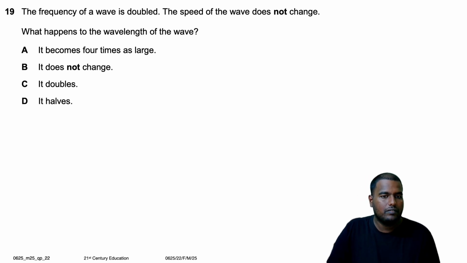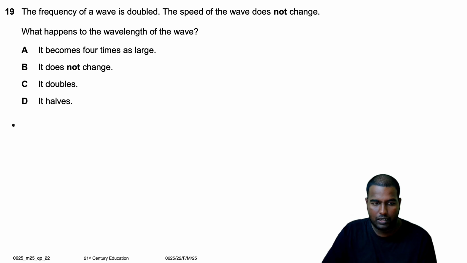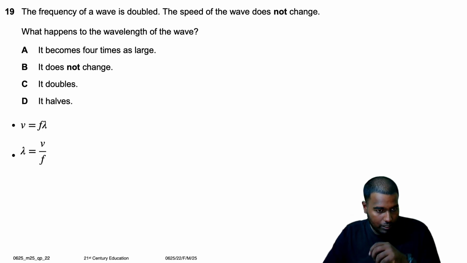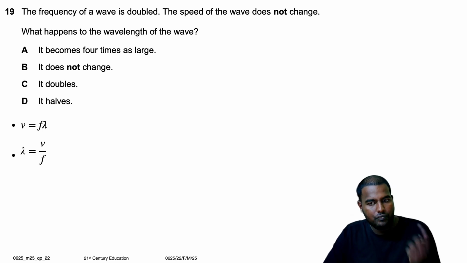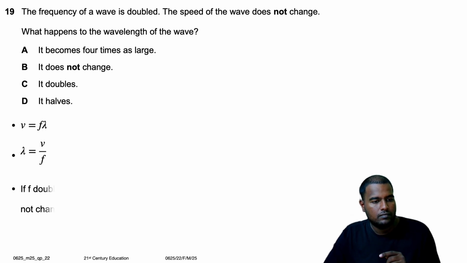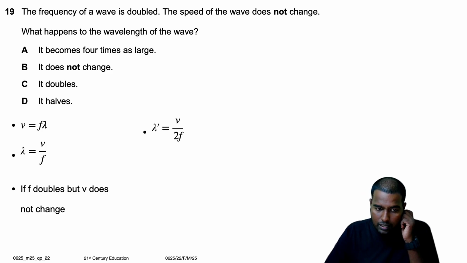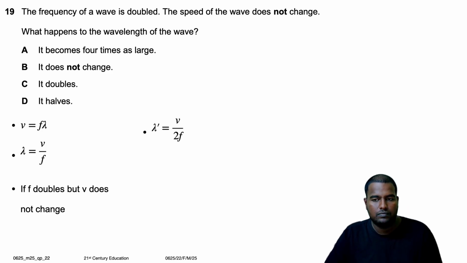The frequency of a wave is doubled. The speed of the wave does not change. What happens to the wavelength of the wave? It becomes 4 times larger, does not change, doubles... Okay. We know that v is f lambda. Let's rewrite this for lambda: v by f. Now, if f doubles but v does not change, let's take the new lambda dash, where frequency is just double. V isn't changing, so it's v by, instead of f, 2f.